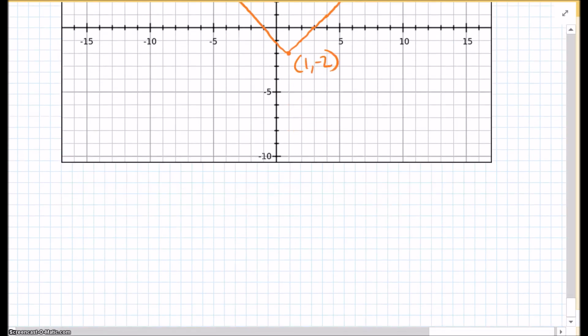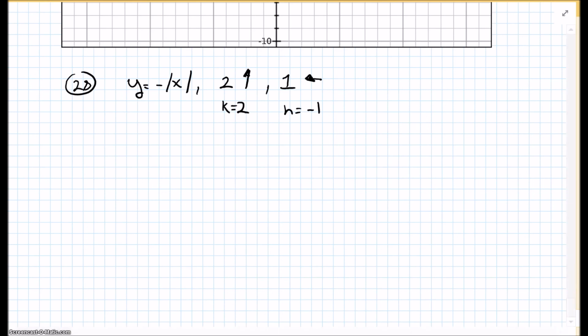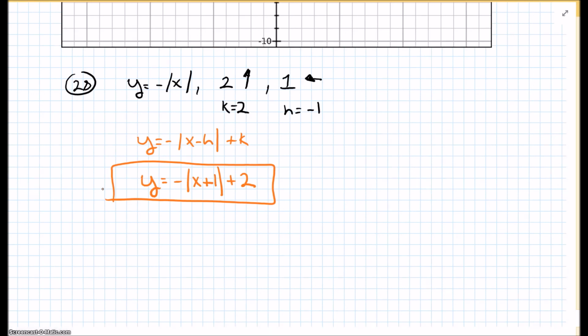Number 28. Write an equation for this translation. So we don't need a graph. y equals the negative absolute value of x, 2 units up, and 1 unit to the left. So my h value is going to be negative 1, and my k value is going to be 2. My base equation is y equals negative absolute value of x minus h plus k. So let's just plug it in. y equals negative absolute value of x minus negative 1, plus 2. There's your equation. You have a translation of 1 to the left and 2 up, and you're going to have a graph going down.